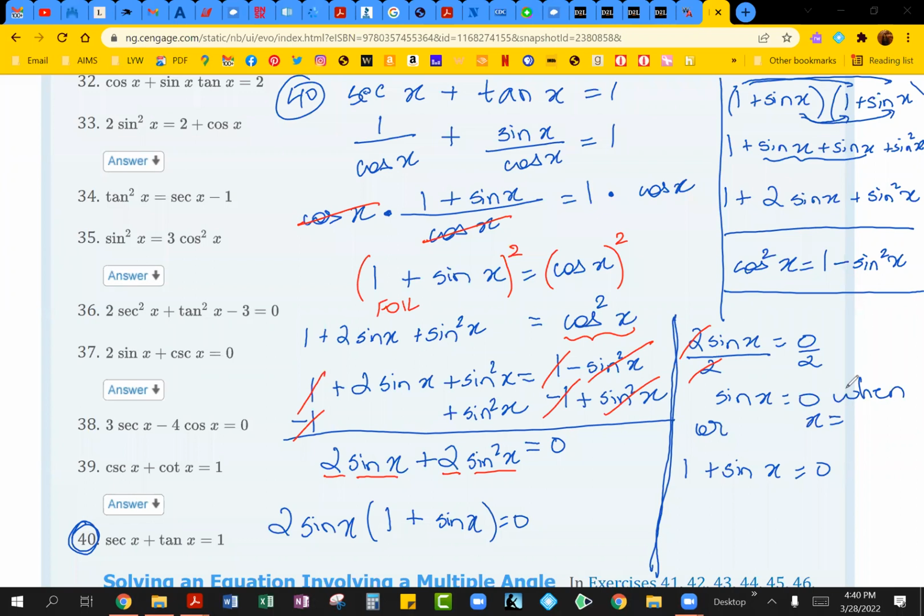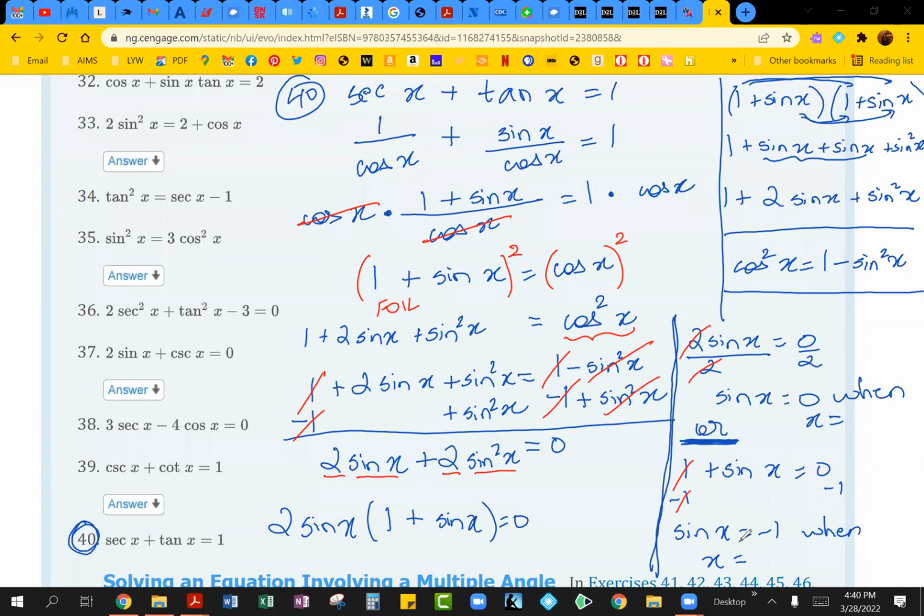So we'll need to check that. For the other one, let's see, we want to get sine of x by itself, so obviously we'll subtract 1. And now we are saying, okay, so sine of x is equal to -1 when your x value is what? Okay, so this is cleaning up, taking care of what we need to.